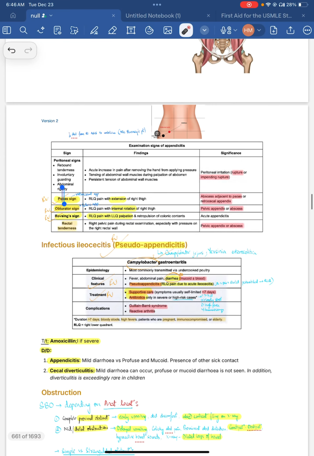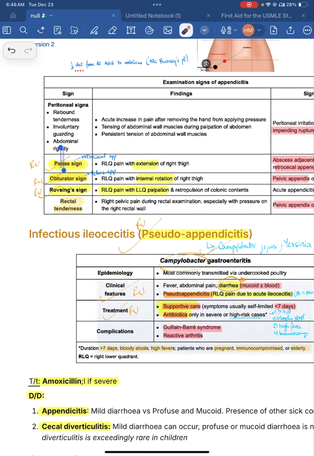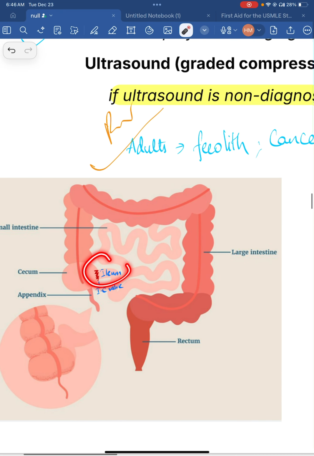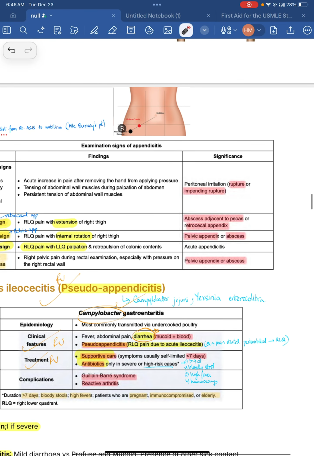Now we'll see what is pseudoappendicitis. Pseudoappendicitis is infectious ileocecitis. This is the ileum and this is the cecum. So if there is any infection in this part, the ileocecal part, it will cause pseudoappendicitis. And when does that occur? In Campylobacter gastroenteritis, or it is also seen with Yersinia enterocolitica.